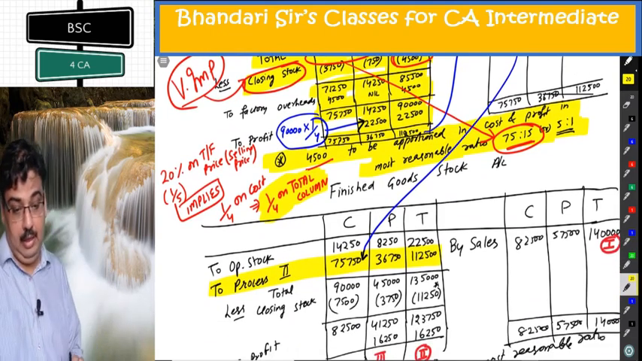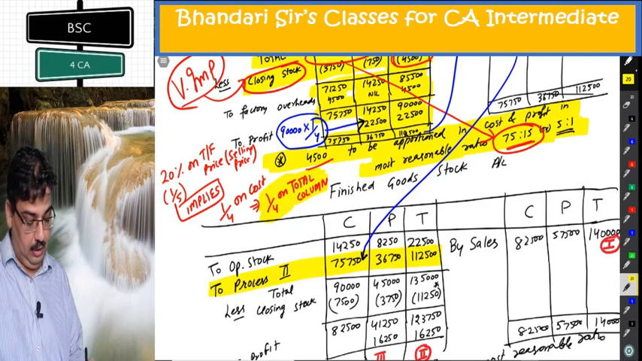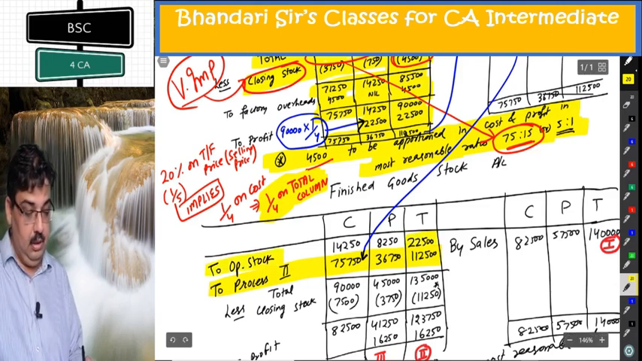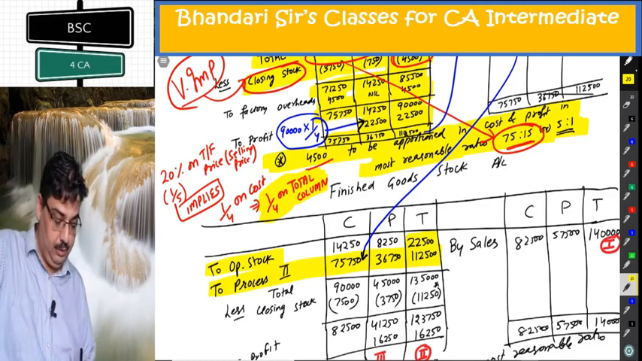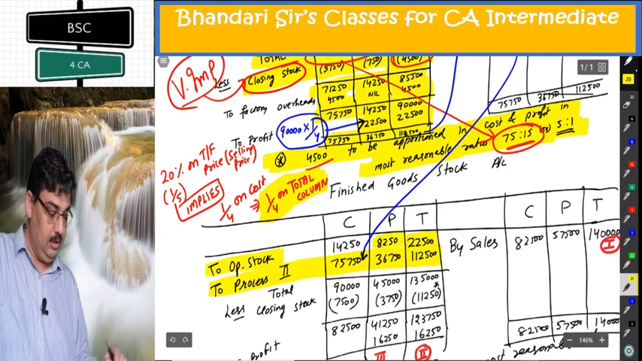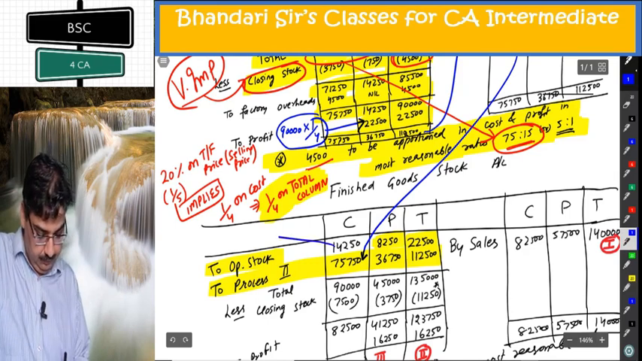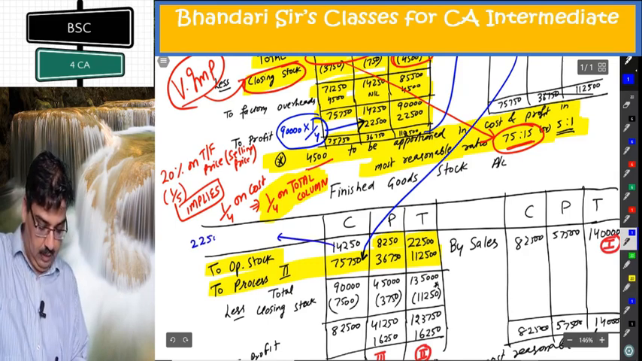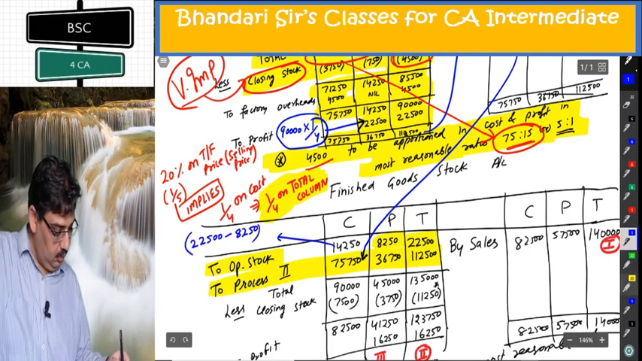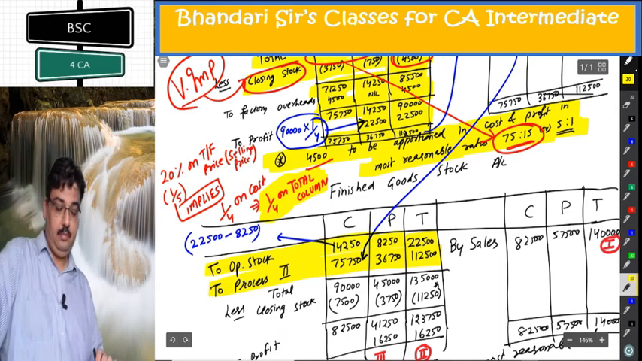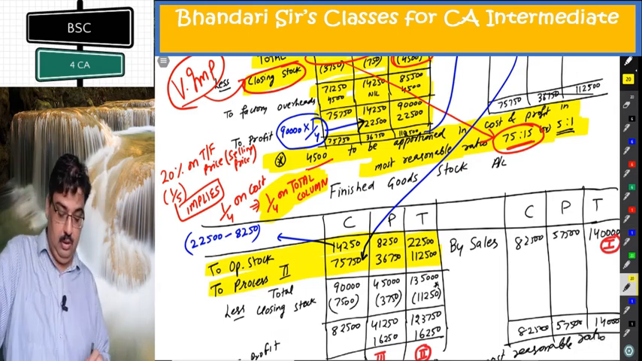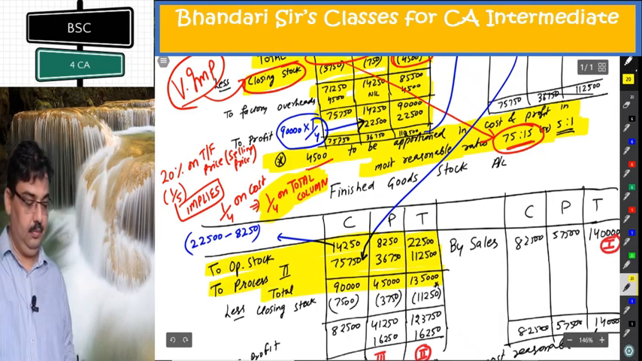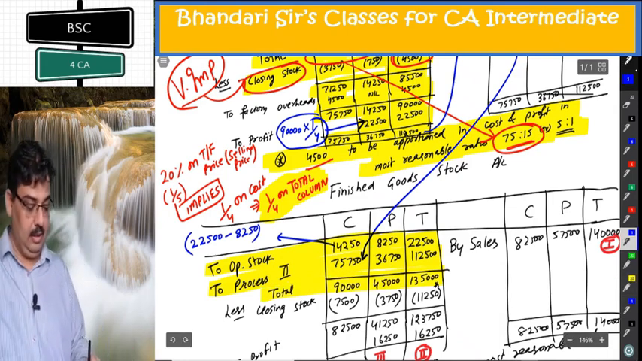Now finished goods stock again, total stock given 22,500. Last row in the table, inter-process profit included in opening stock 8,250. Balancing is 14,250. 22,500 minus 8,250. I got 14,250. There is no labor, no wages, nothing in the finished goods stock. I get totals here. Closing stock apportionment is the last point here.